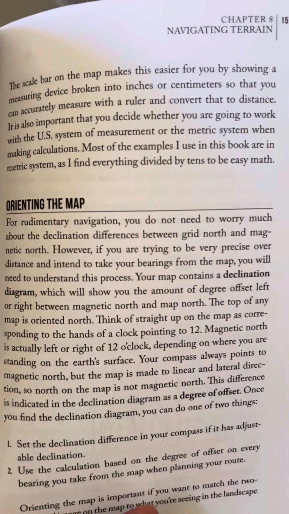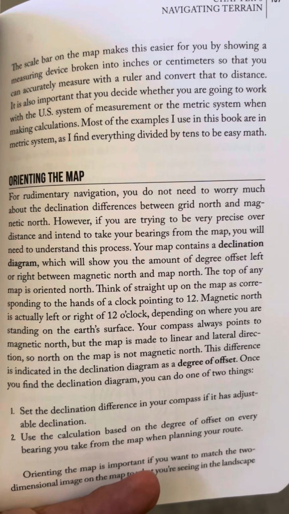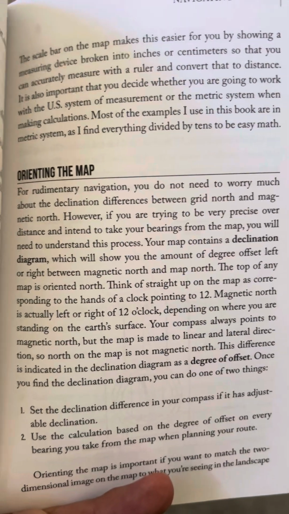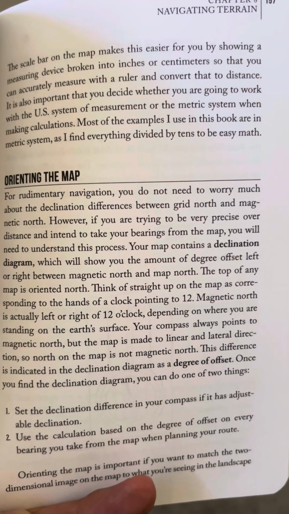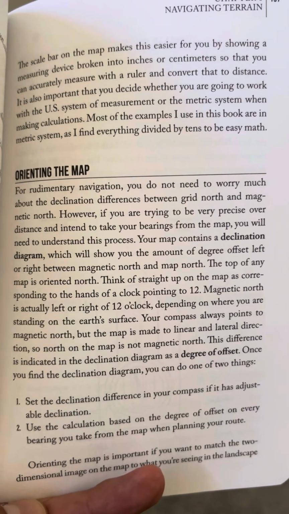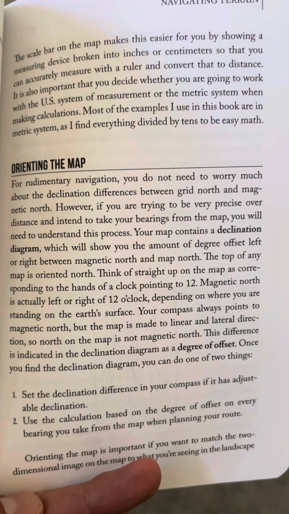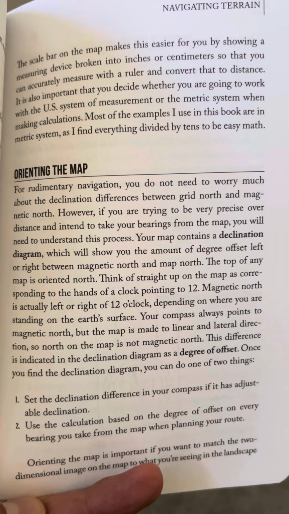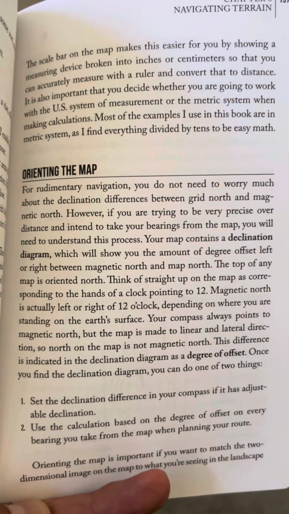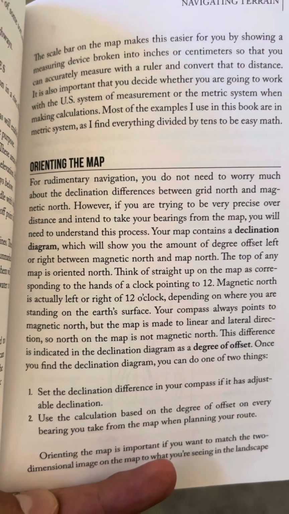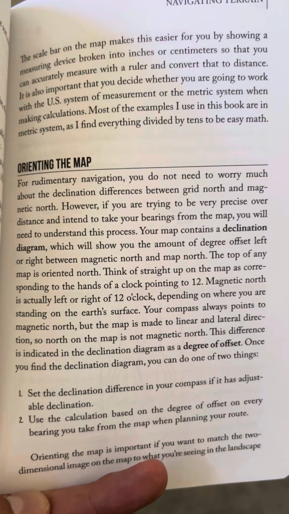Page 157. The scale bar on the map makes this easier for you by showing a measuring device broken into inches or centimeters so that you can accurately measure with a ruler and convert that to distance. It is also important that you decide whether you are going to work with the US system of measurement or the metric system when making calculations. Most of the examples I use in this book are in the metric system, as I find everything divided by tens to be easy math.